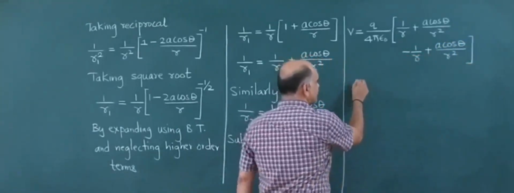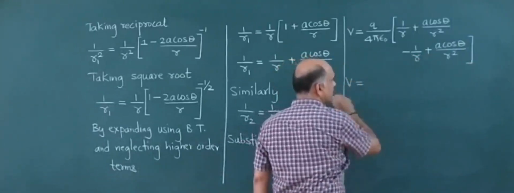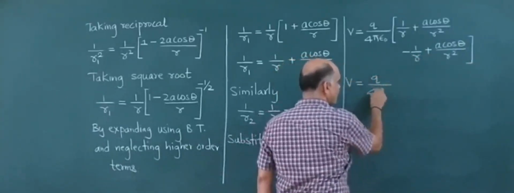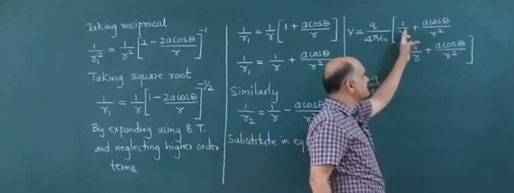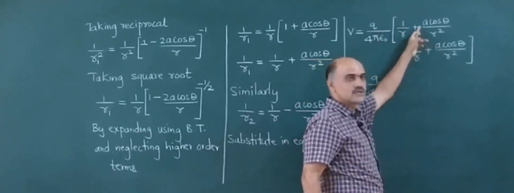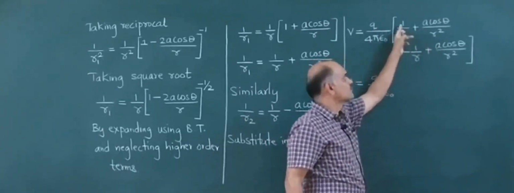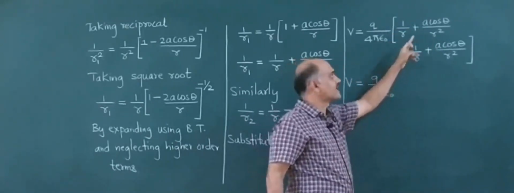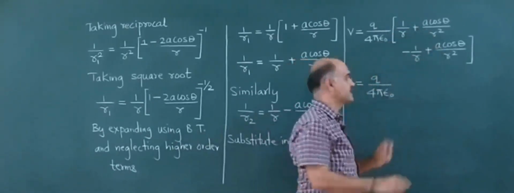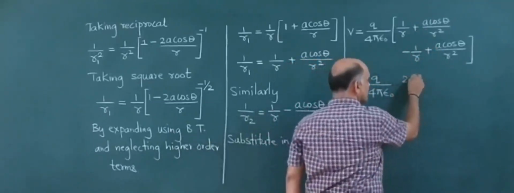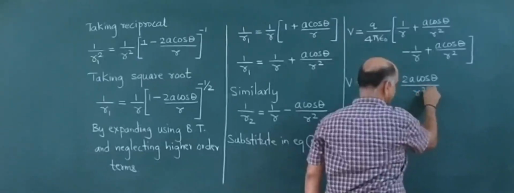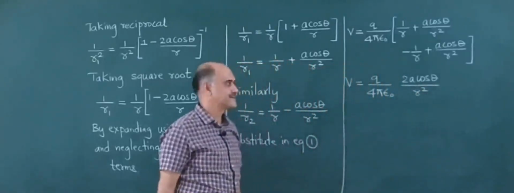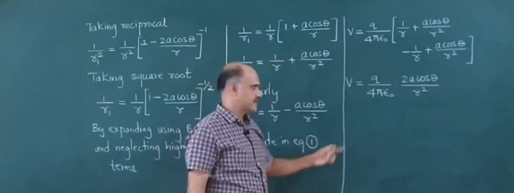So 1 by R gets cancelled. You will have Q by 4 pi epsilon naught, and this gets cancelled. These two terms are same, so 1 by R gets cancelled. If you add these two, you will have 2A cos theta divided by R square.